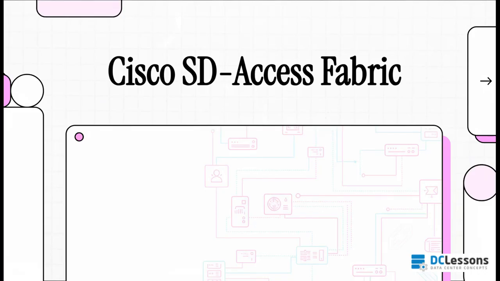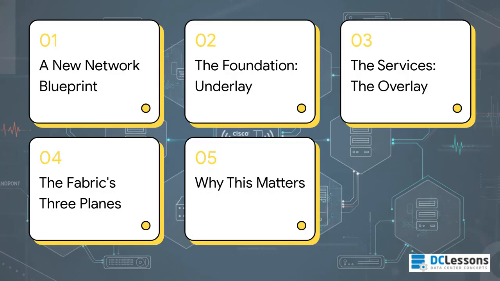All right, let's talk about Cisco's SD-Access. We're going to break down how this technology completely flips the script on the traditional campus network. Okay, so here's what we've got on tap. We'll kick things off with the big idea, then build our way up from the physical layer to all the cool virtual services on top. Then we're going to peek under the hood at the tech that makes it all tick, and finally, wrap up with why this whole thing really matters.